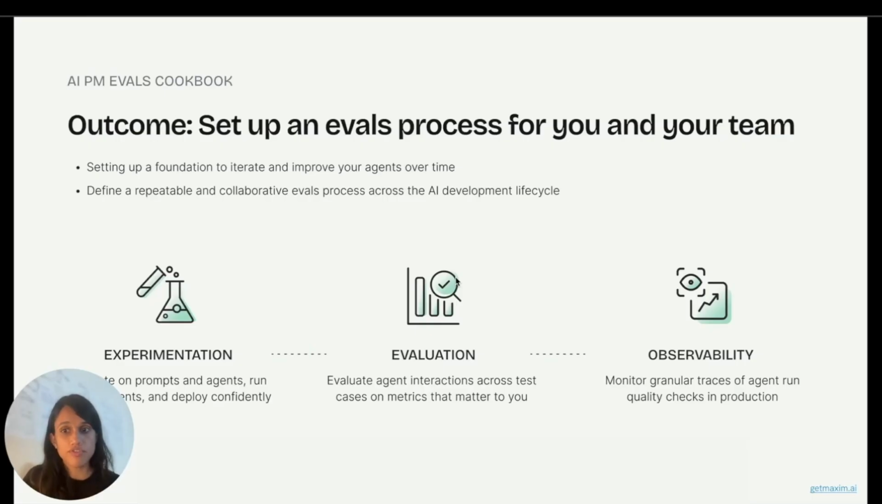A quick overview of what we are going to cover. First, we will start with experimentation. How do you iterate on prompts and agents? How do you run some of these experiments at scale and eventually deploy confidently?